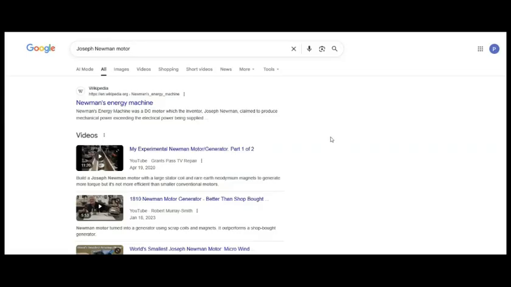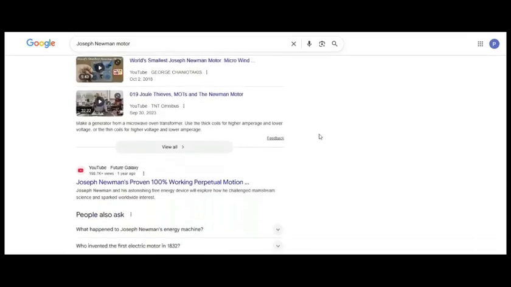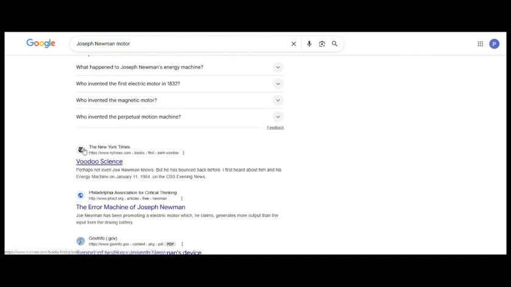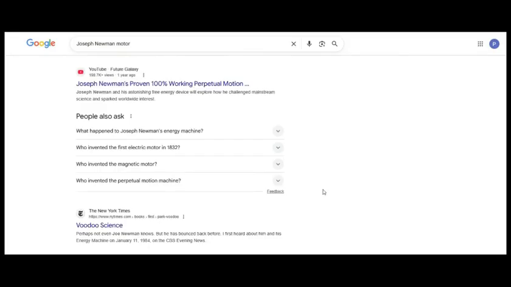And if we're going to talk about the window motor, we have to talk about Joseph Newman's energy machine. Just putting "Joseph Newman motor" in there, we see the first result, Joseph Newman's proven 100% working perpetual motion, and then the New York Times, "Voodoo Science." So who doesn't trust the New York Times?